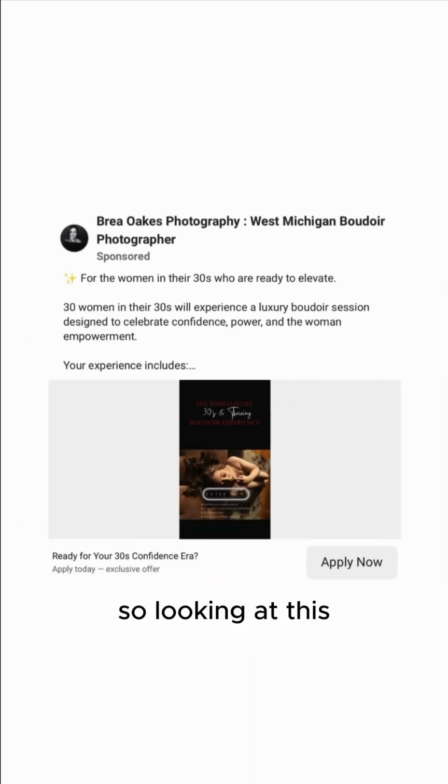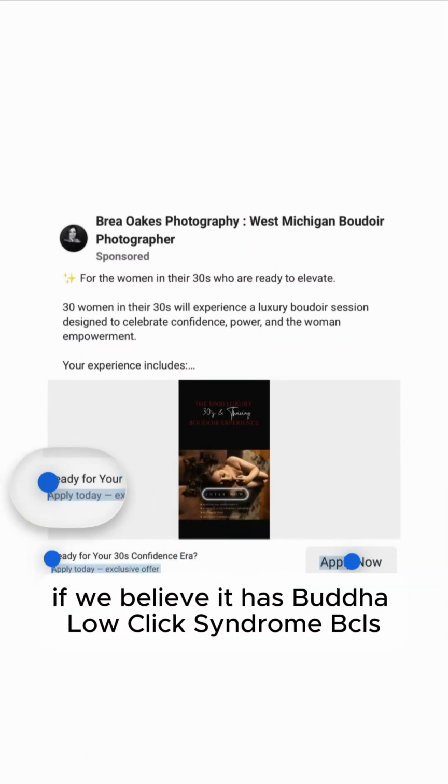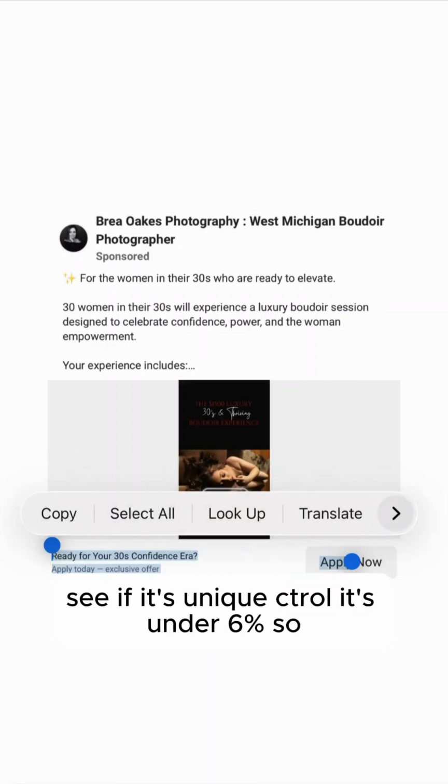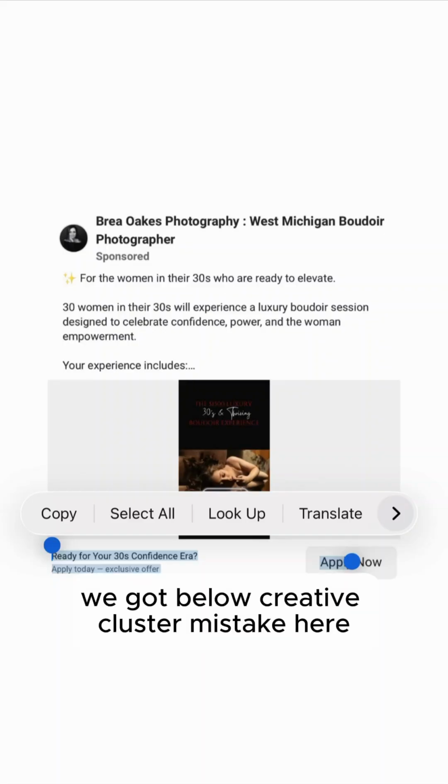So looking at this, we're going to diagnose this if we believe it has Boudoir low click syndrome, BLCS. See if its unique CTRL is under 6%. So, unique CTRL. So let's see. We got below creative cluster mistake here.